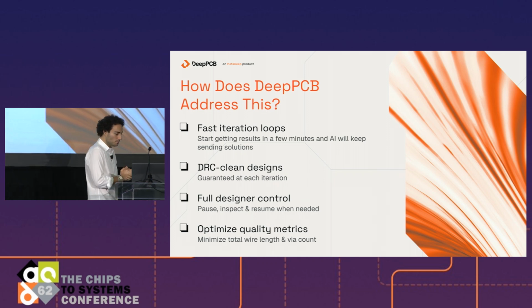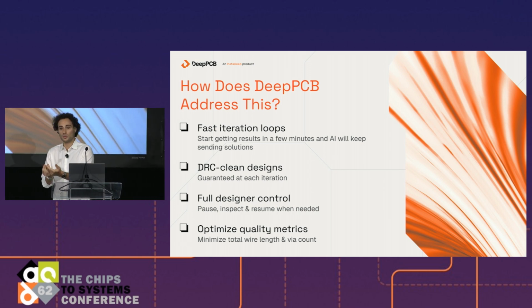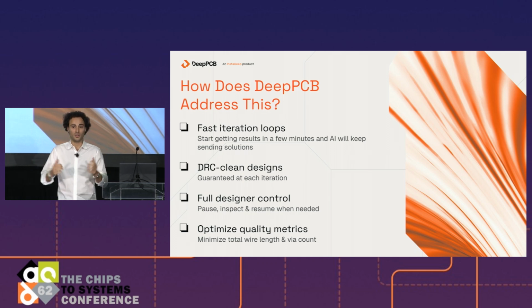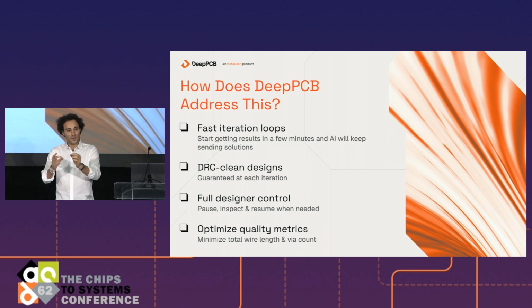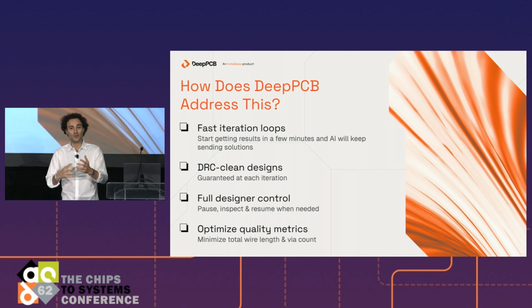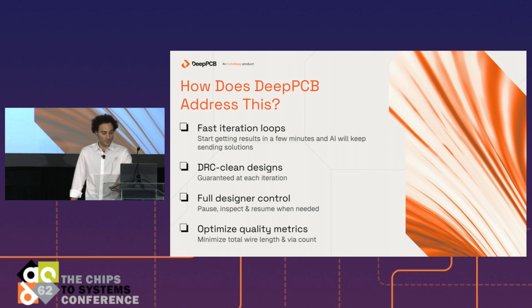The way we do the optimization is by letting the user choose the metrics that they care about. By default, we fully connect the board, we minimize the total wire length, and we make sure we don't have too many VIAs, right? But if you care about something else, it's easily injectable into DPCB to make it work.